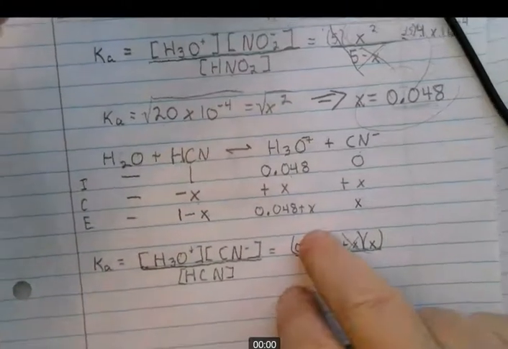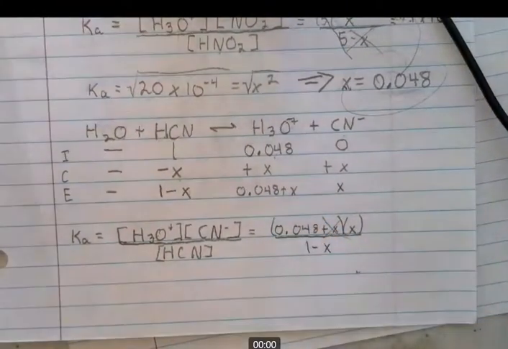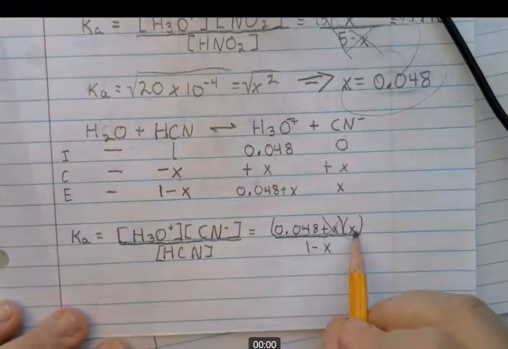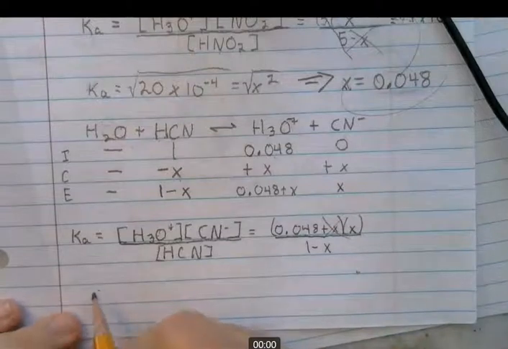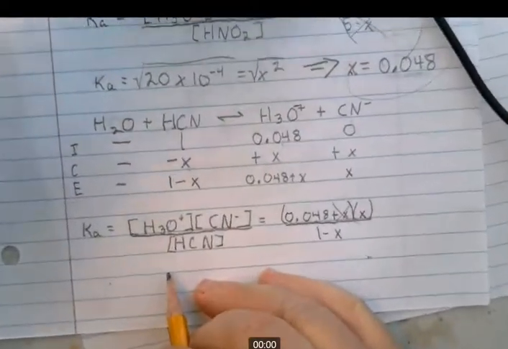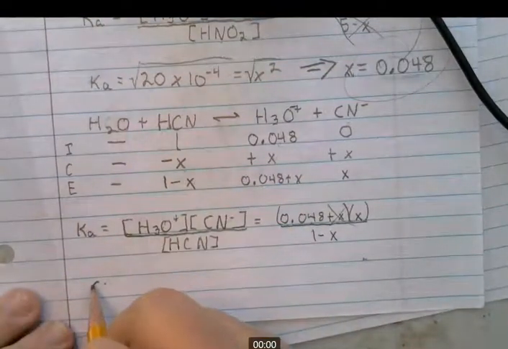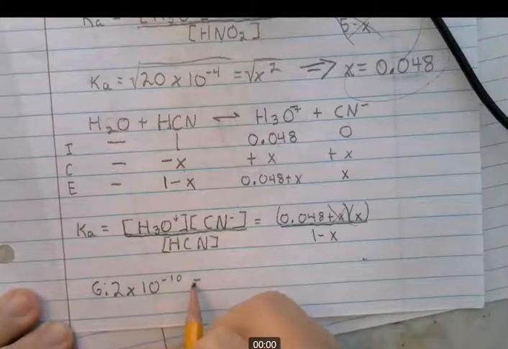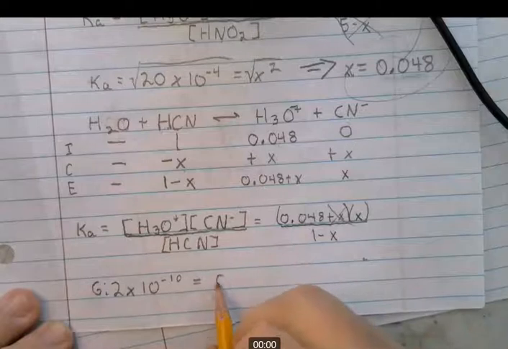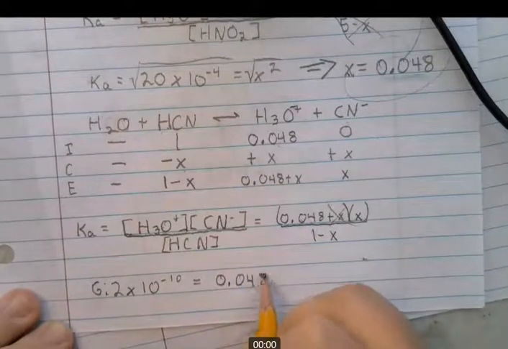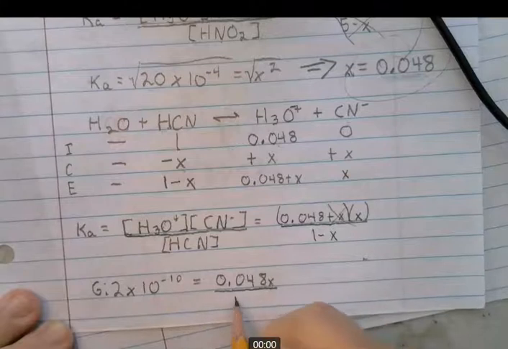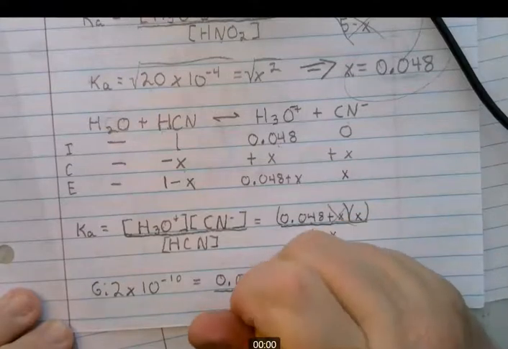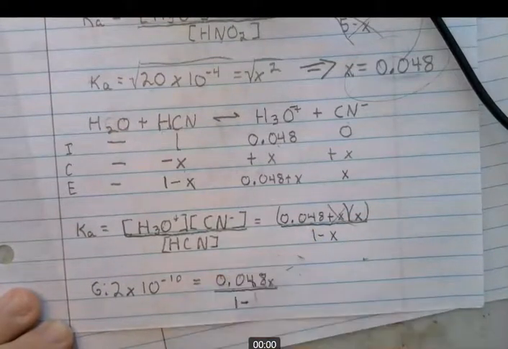So let's go ahead and write it down here. So I have 0.048 times x, so this times this, and the Ka we have is 6.2 times 10 to the minus 10, that's from the original problem. So 6.2 times 10 to the negative 10 equals 0.048 times x over 1 minus x. Okay, 1 minus x. So the algebra is going to be a little messier, but it is just algebra.